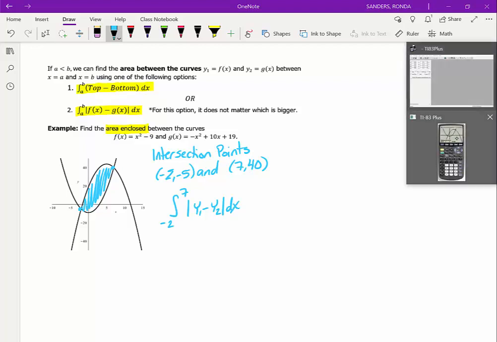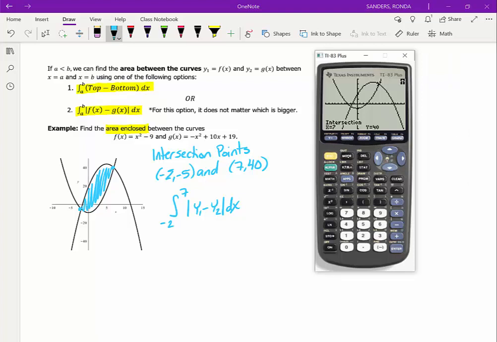So on our calculator, we'll go back to the main screen, math, number 9, math, num, to get the absolute value, vars, y vars, function, y1, minus, vars, y vars, function, y2, close your absolute value, comma, x, comma, negative 2, comma, 7, and evaluate, and we will get 243.